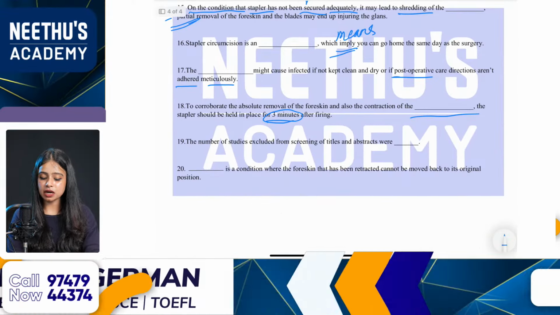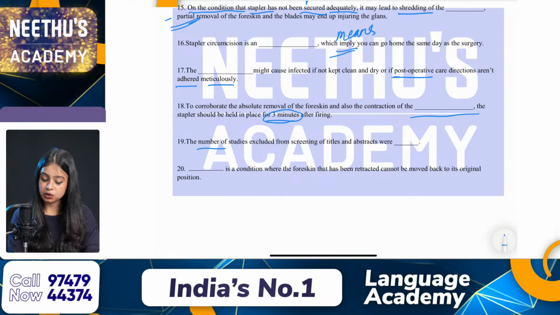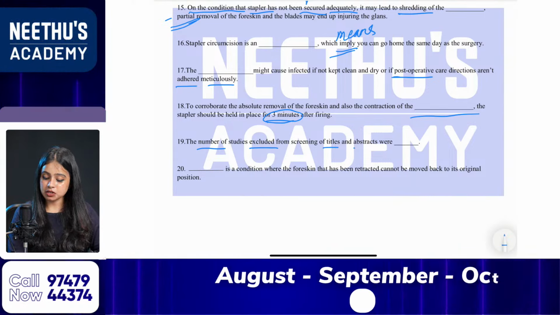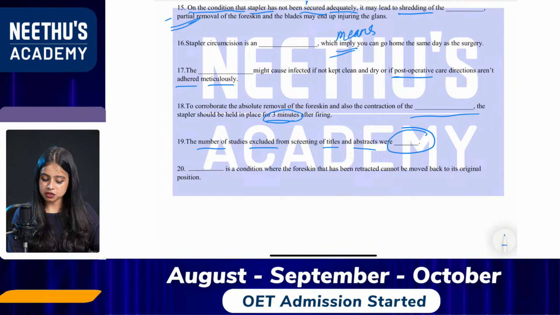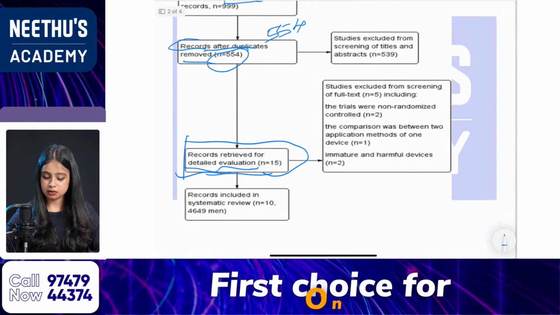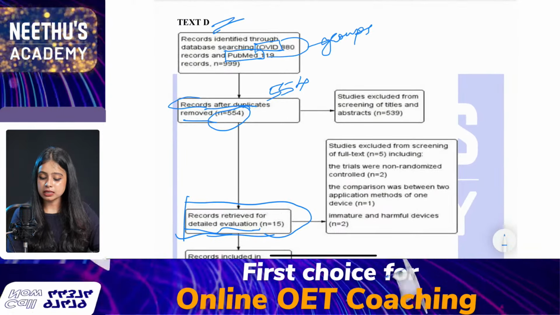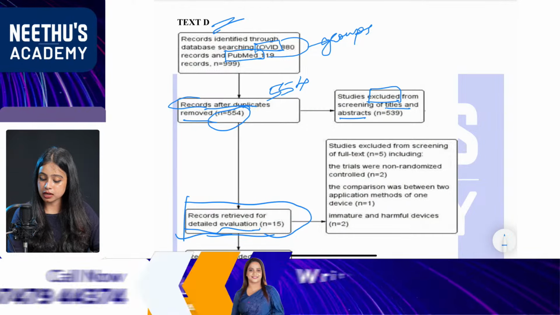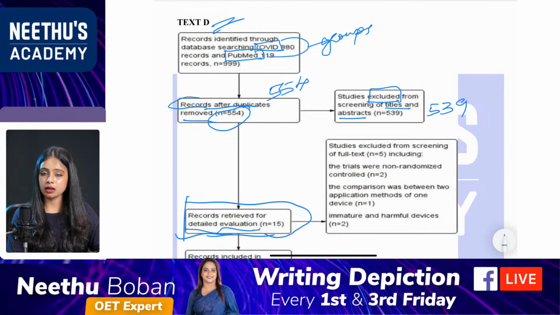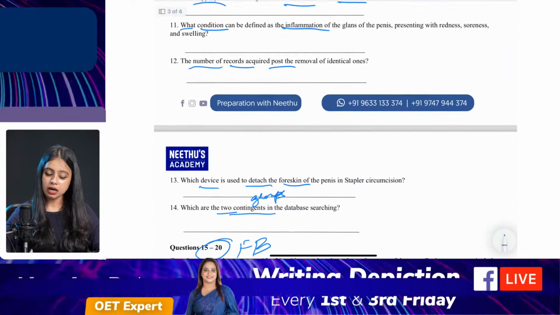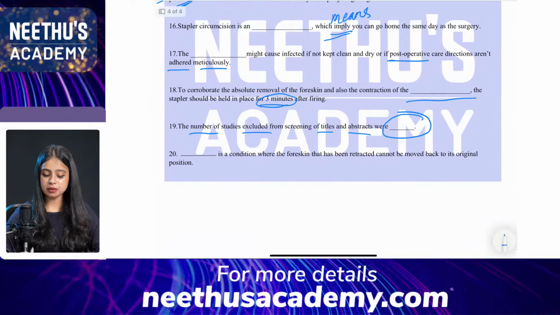The number of studies excluded from screening of titles and abstracts were dash. So what is the number of studies mentioned? Again, number of studies, which is here. And studies excluded from screening of titles and abstracts, that is 539. Very direct answer, which is 539. And I am jumping to the final question.